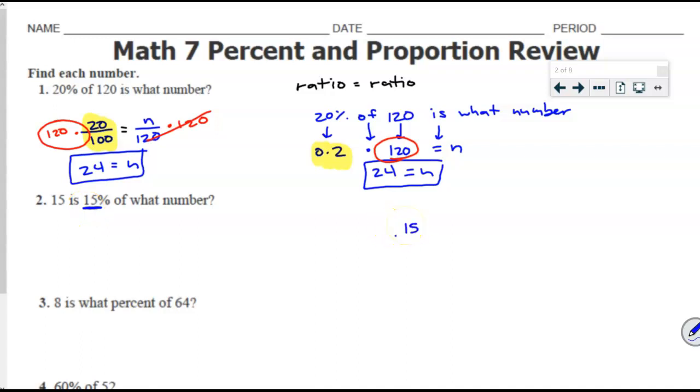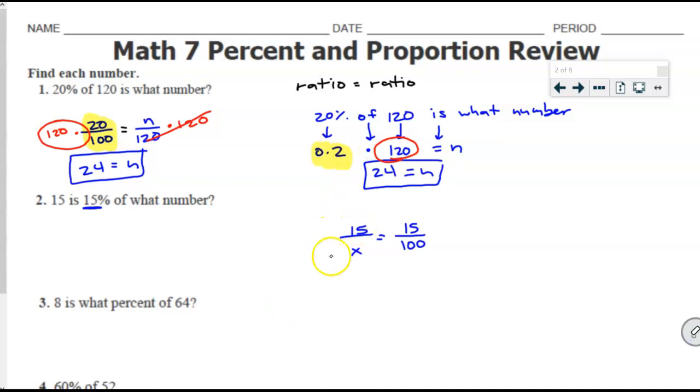So I know that that's going to be 15 per 100, or 15 out of 100. And I know that that is equal to, let's see, 15 is 15% of what number? I'm going to set that up as 15 over that. 15 is the 15% of what number? We don't really know. Now, again, lots of ways that we can solve this.